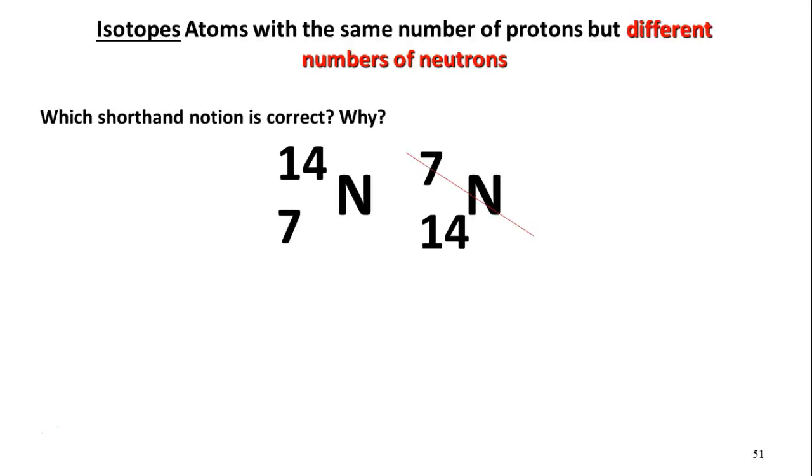So remember, the higher number always goes as the mass number. It's always on top. So mass number, high number, always on top. This is nitrogen with atomic number 7 and mass number 14. So this nitrogen happens to have 7 protons and also 7 neutrons. Not all nitrogens are like that though, right? This is a particular isotope.